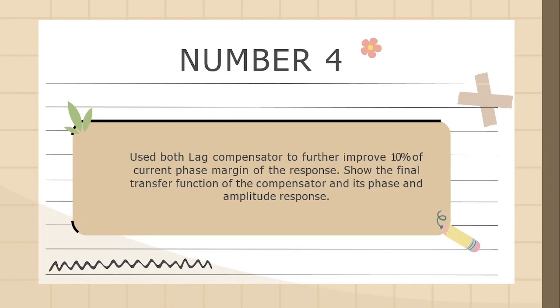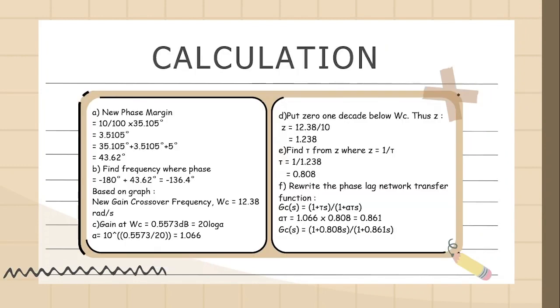Question number 4. Use the lag capacitor to further improve 10% of the current phase margin of the response. We need to show the final transfer function of the capacitor and its phase and amplitude response. So it is different from the lead capacitor. How do we find the new phase margin for the lag capacitor? The first step is to multiply the original phase margin by 10%.